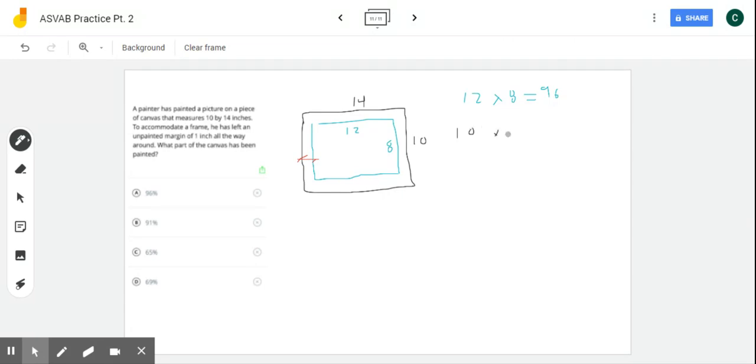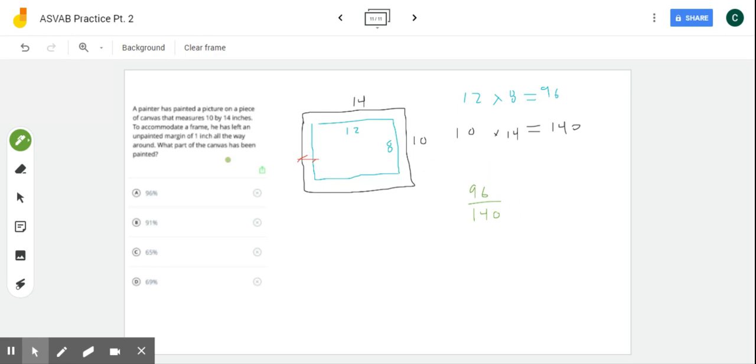10 by 14, which gives us 140 square inches. So we want to know what percentage is 96 out of 140. So 96 out of 140. I've now represented it as a fraction, and we would want to find this as a percentage. The way that we do that is we figure out what 96 over 140 is as a decimal, and then just multiply it by 100 to get the percentage.